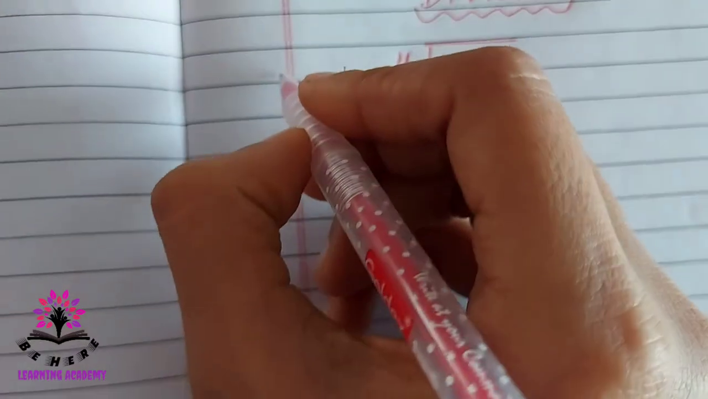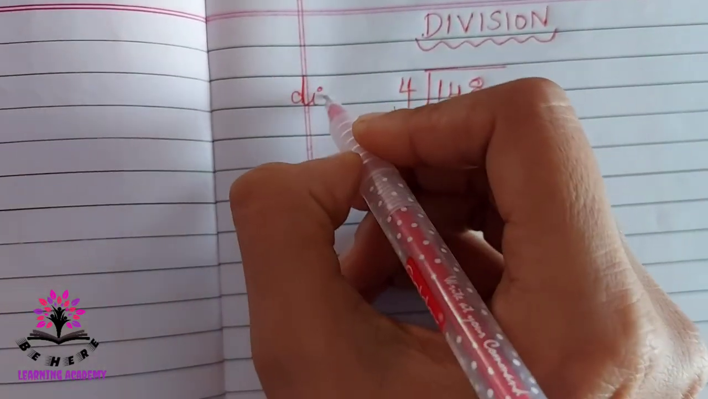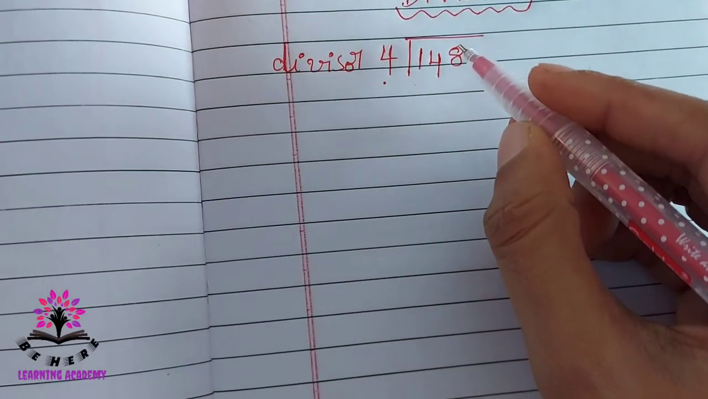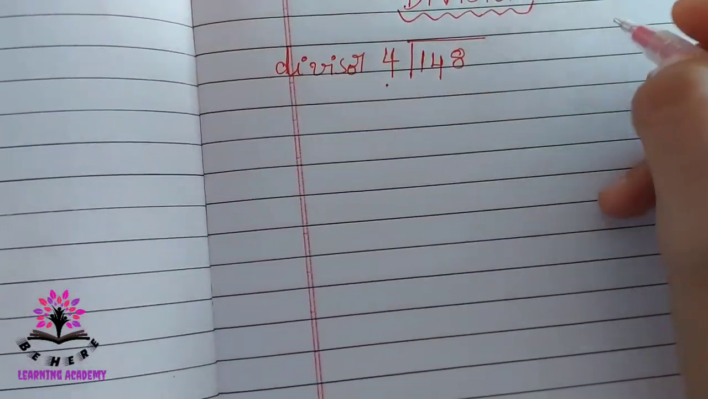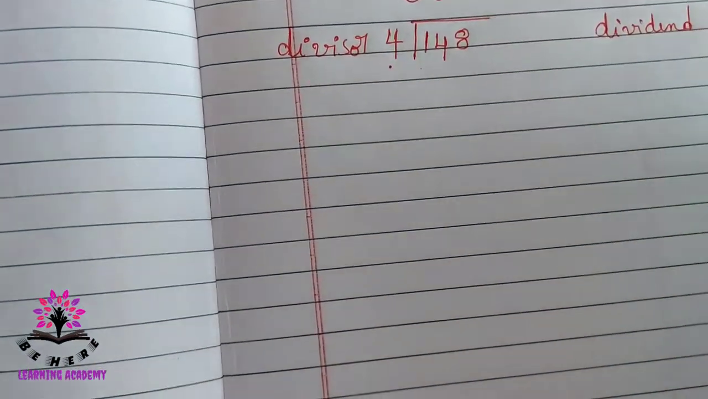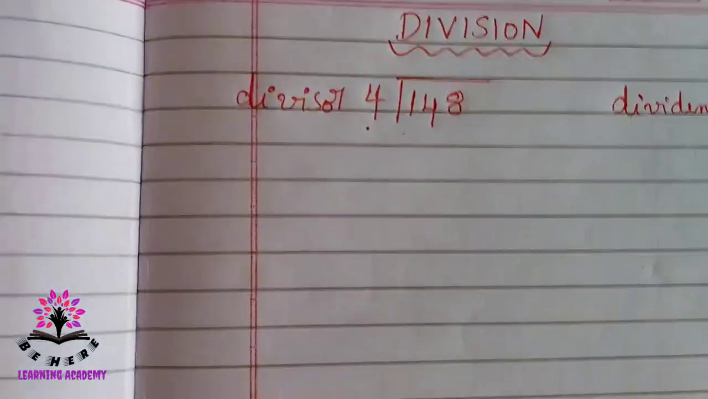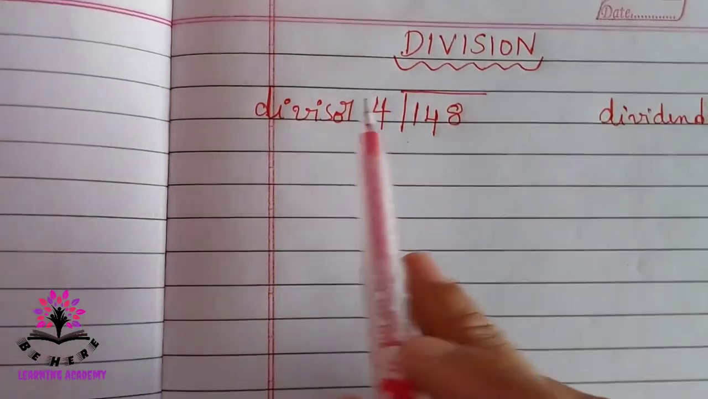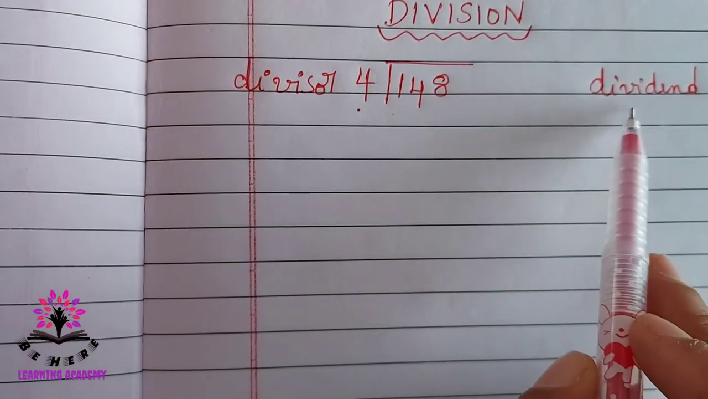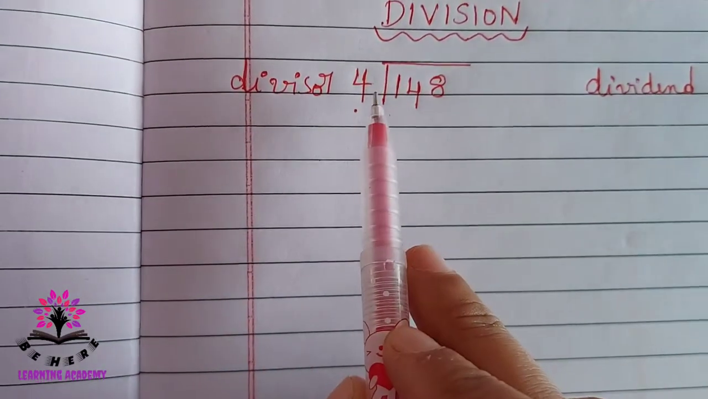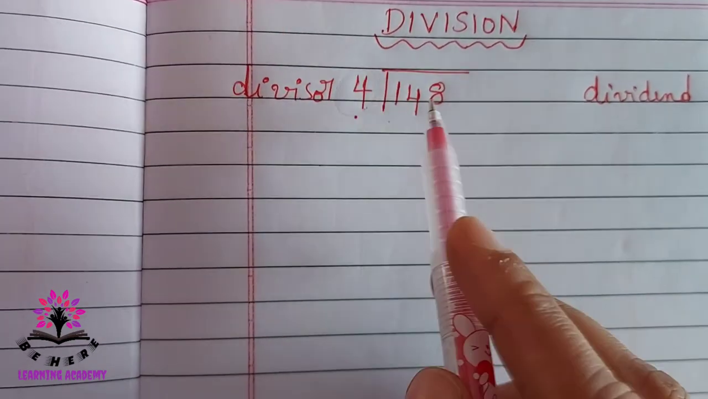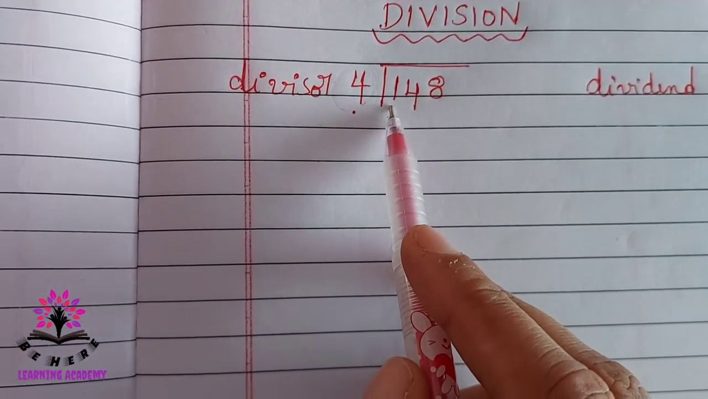This is the divisor. And this number, 148, is the dividend. You see here, 4 is the divisor and 148 is the dividend. What you have to do is first see this 4, and you must know the table of 4 here. Then consider the first number here.